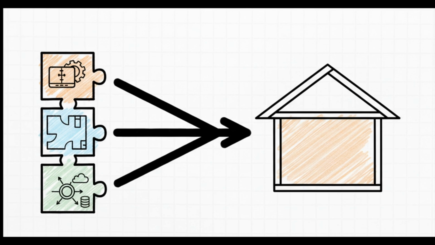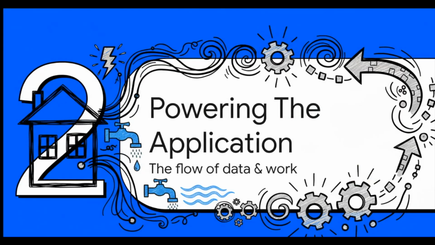Okay, now that our frame is up, it's time to install the power. A house frame is great, but let's be honest, it's not very useful without electricity and plumbing, right? This next section is all about powering our application, managing the flow of data, and handling all that important background work as efficiently as possible.